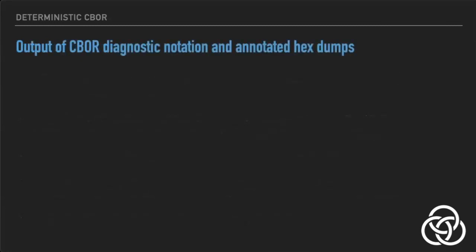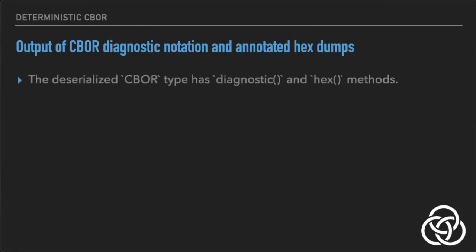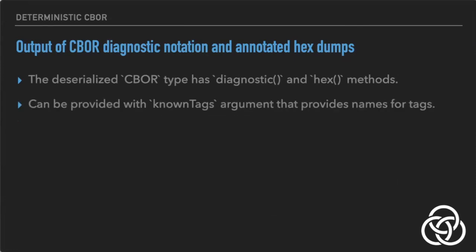Also, since as an engineer I try to design libraries I want to use, I want to have robust diagnostic tools. So once you've read in dCBOR, you want to view it. We have methods like, for example, diagnostic and hex, which dump the actual CBOR diagnostic notation or hex dumps, but they're annotated. So you can provide them with a list of known tags. If you associate particular CBOR tags with known semantics, you can say, this is what they are, and it shows them to you.